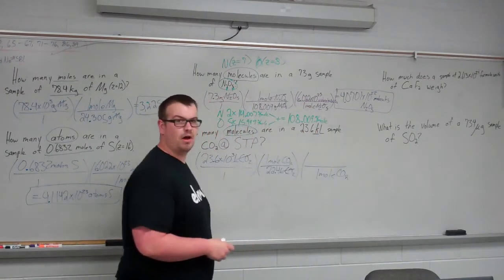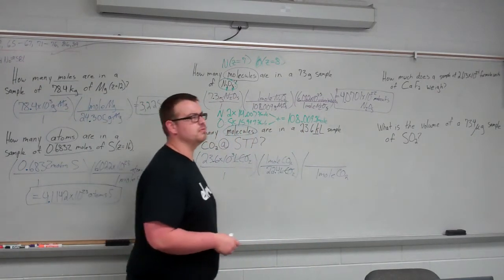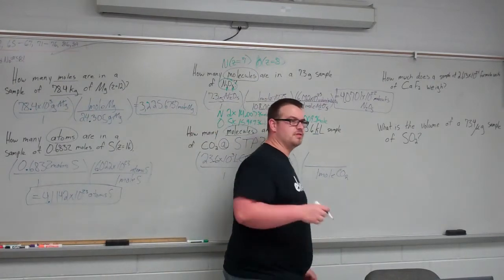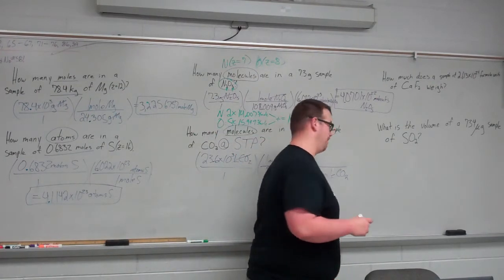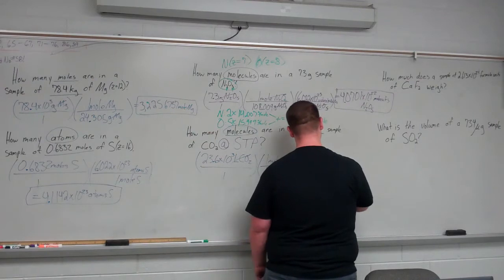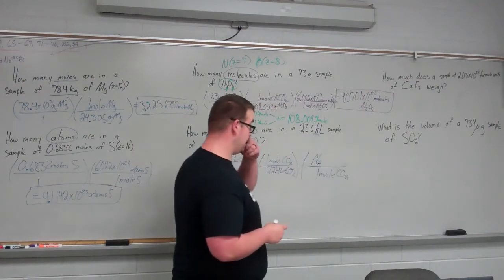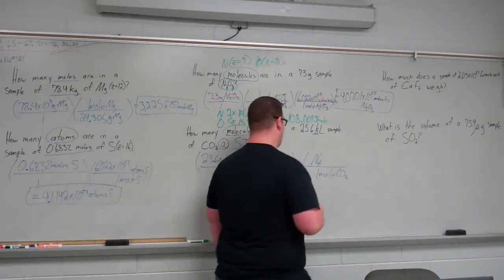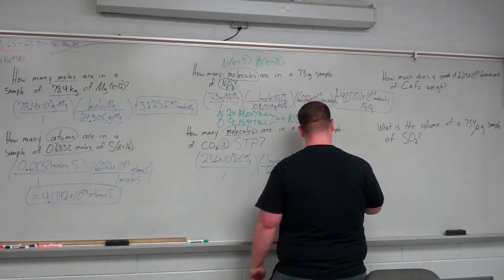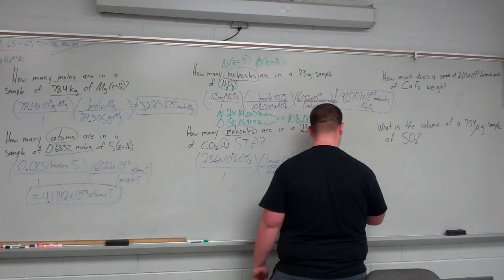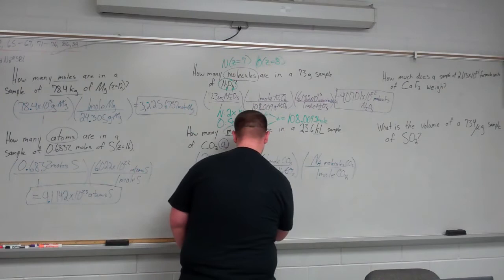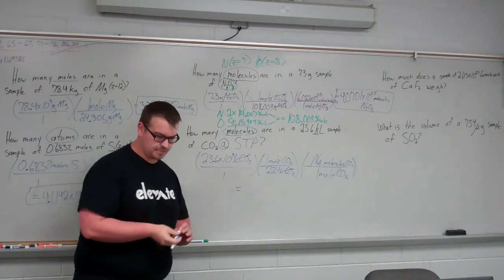I'm trying to get to molecules. What number goes with molecules? Hopefully you're answering the video and you just said Avogadro's number. I'm going to use an abbreviation for it because it's shorter for me, N sub capital A. And these are molecules of CO2. Hopefully you remember that number is 6.022 times 10 to the 23rd.